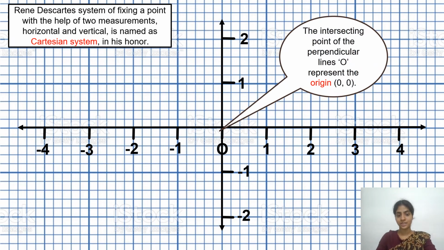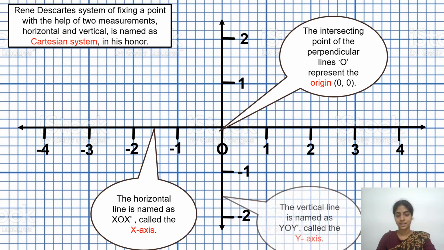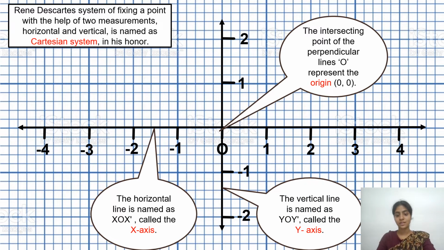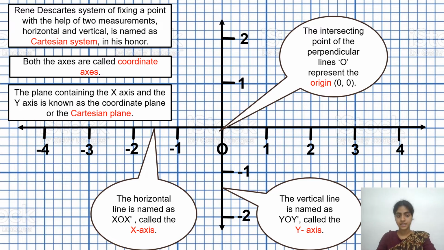Now, this point at the center is called origin. The intersecting point of the perpendicular lines, O, represents origin (0, 0). And this horizontal line is named as XOX dash, which is the x-axis. And this vertical line is named as YOY dash, called the y-axis. Both axes, the x-axis and y-axis, are called coordinate axes. This plane containing the x-axis and the y-axis is called the coordinate plane or the Cartesian plane.